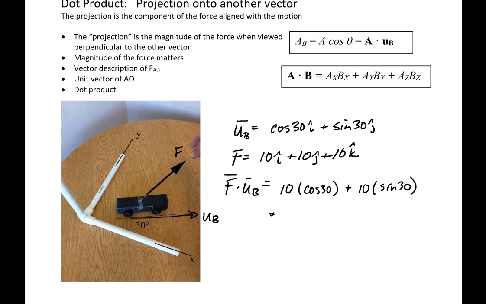So that's going to be whatever it is. Actually, I didn't even multiply that out, so you can multiply that out and find out what the answer would be. But that would be the component of that force that's going in the direction of motion of our little Pinewood Derby car.